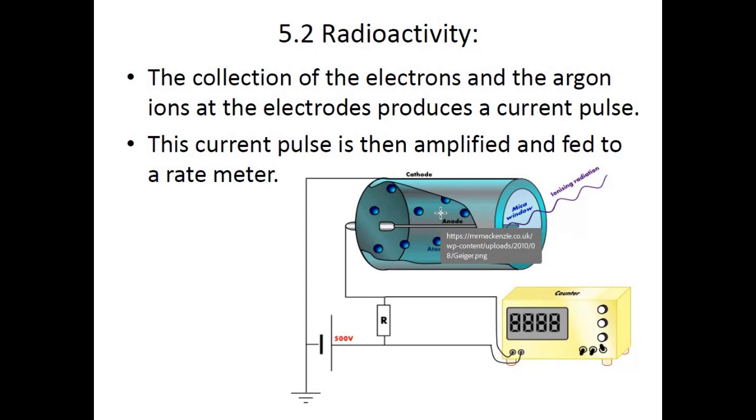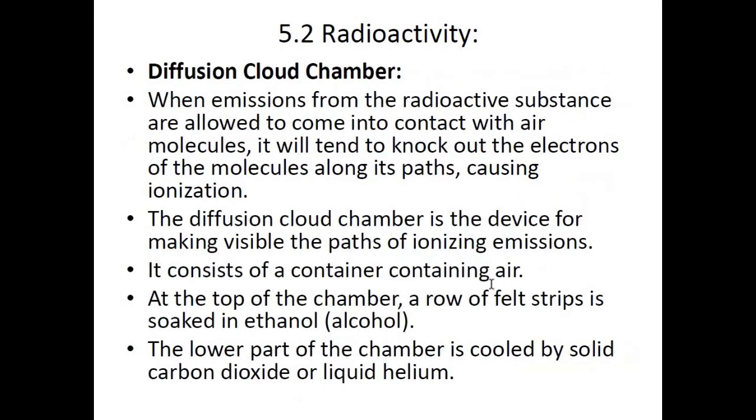either alpha particles or beta particles, when they enter over here, they ionize the argon atoms, which causes the flow of negative and positive charges towards these two cathodes and anodes, which causes a surge in the electrical current, which produces an electrical current. That current is amplified and fed to this counter, which counts how many pulses occurred by a certain radioactive source. Another type of detector we use is known as the diffusion cloud chamber.